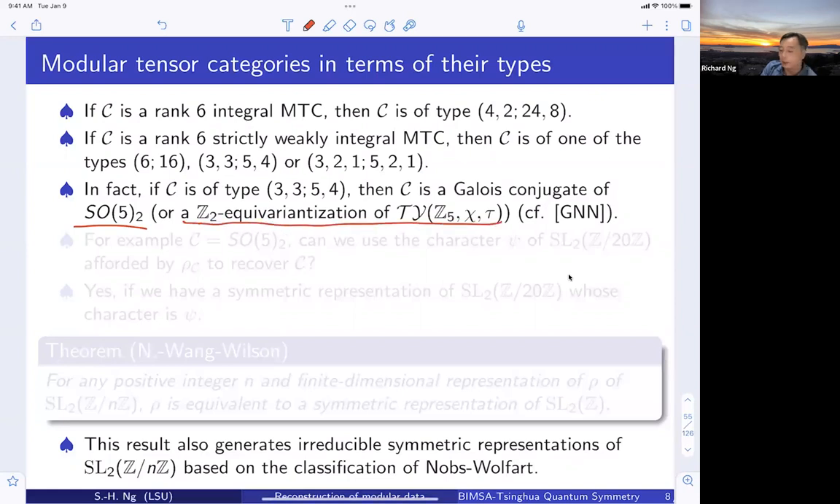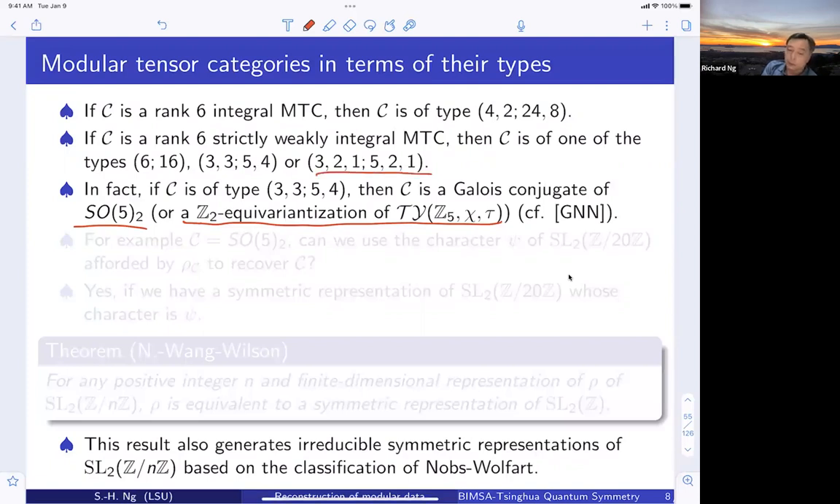We realize this as a C2 equivalentization of the Tambara-Yamagami category. But then you can also think of this as actually living inside the quantum double of the Tambara-Yamagami. You take the adjoint part of the double of the Tambara-Yamagami. But what about this? This is harder to explain in terms of quantum groups.